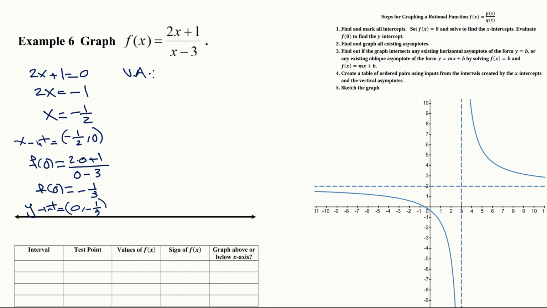All right, so here x minus 3 is equal to 0, so we get x equals 3, so that's going to be our vertical asymptote. Do notice that the x-intercept we found, negative 1/2, doesn't make the denominator 0, and the value we found for the vertical asymptote doesn't make the numerator 0, so we're in good shape.